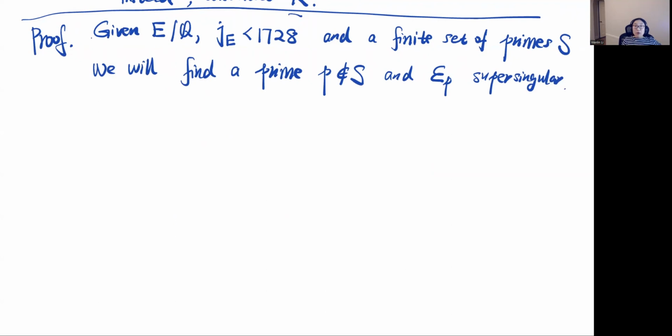Given any elliptic curve E over Q, whose J invariant is assumed to be less than 1728, and any finite set of primes S, we will find a prime P not in S such that E_P is supersingular. If I could find such a prime P, this finishes my proof with the assumption that the elliptic curve I started with has J invariant less than 1728. Again, this is not an important assumption, it just makes the proof easier.